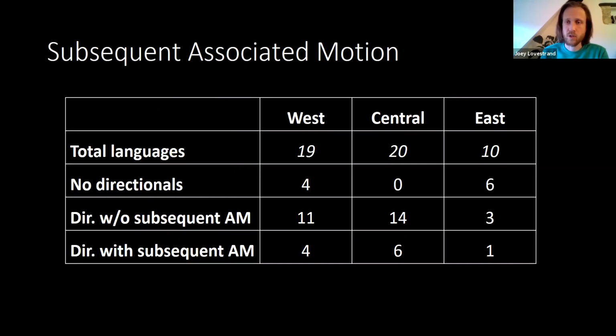Looking for examples of subsequent associated motion in the data on these 49 languages, I find that of the languages that are said to have some kind of directional marker, most of them are not said to have a subsequent interpretation, although that may be underreporting if this is something that wasn't explicitly examined in the study. But looking at West Chadic languages, where there are 15 languages that have directional forms, 4 of those 15 are said to have a subsequent interpretation. In the Central Chadic languages, 6 of the 20 languages with directional forms are said to also have a subsequent interpretation. And there's just 1 language in East Chadic where there's a multi-verb construction, which is said to also have a possible subsequent motion interpretation besides its directional interpretation.